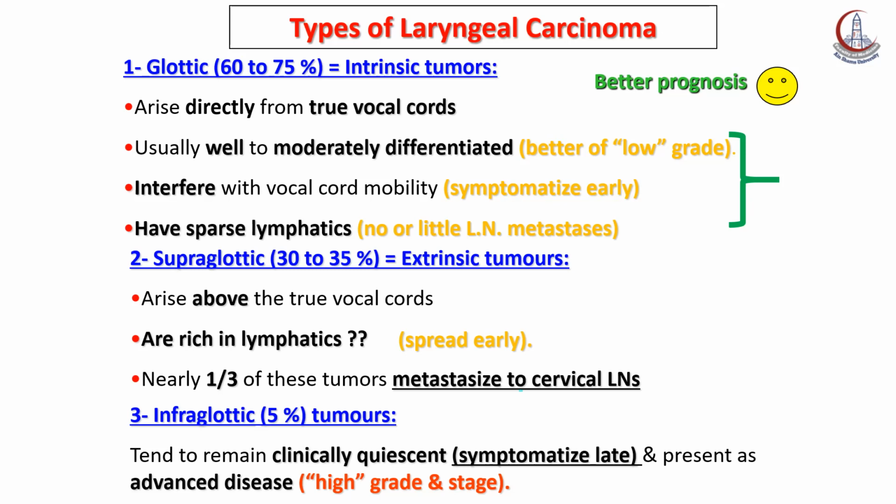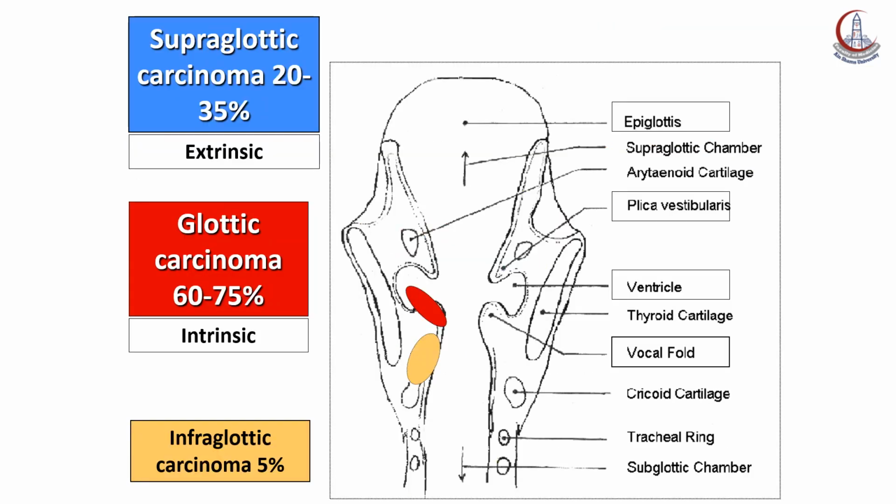The first type, the glottic type, has a better prognosis because of low grade, early symptoms, and no or little lymph node metastasis. This diagram shows the three different types of laryngeal carcinoma: supraglottic, glottic, and infraglottic. This red spot on the true vocal cord is the area where glottic carcinoma arises. We call it intrinsic. Above this area is the supraglottic, and below this area the infraglottic.